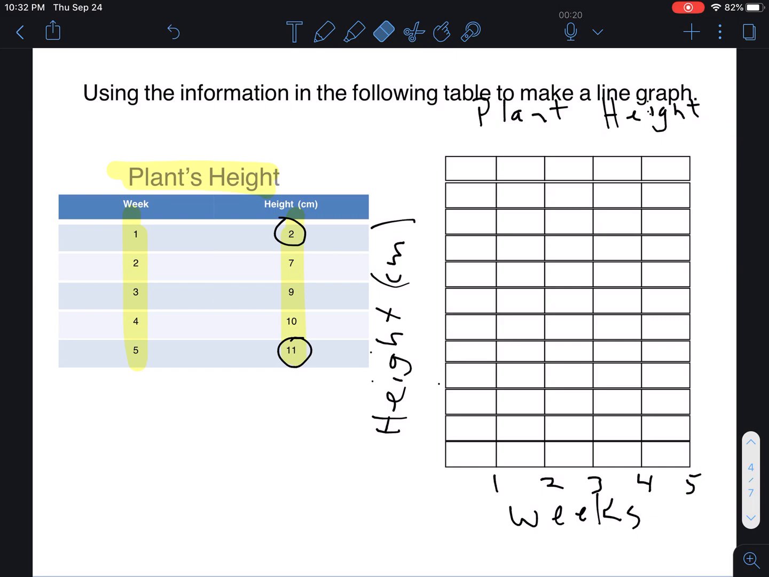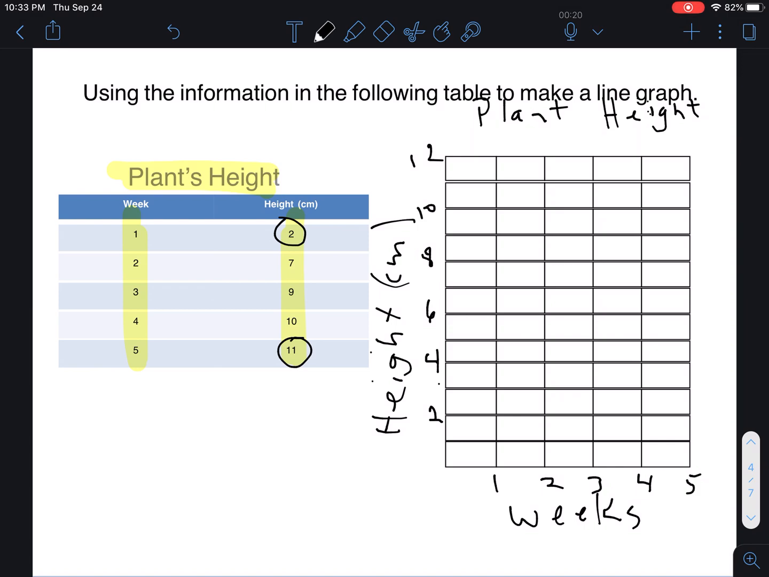Now when you actually write your scale, you don't have to write each centimeter. You can skip the lines and just write every second one if you want. So we'd have 2, 4, 6, 8, 10, and 12. If you can write really small, you can write each line if you want, but sometimes it gets a little bit messy because you're writing so many numbers in a small area.